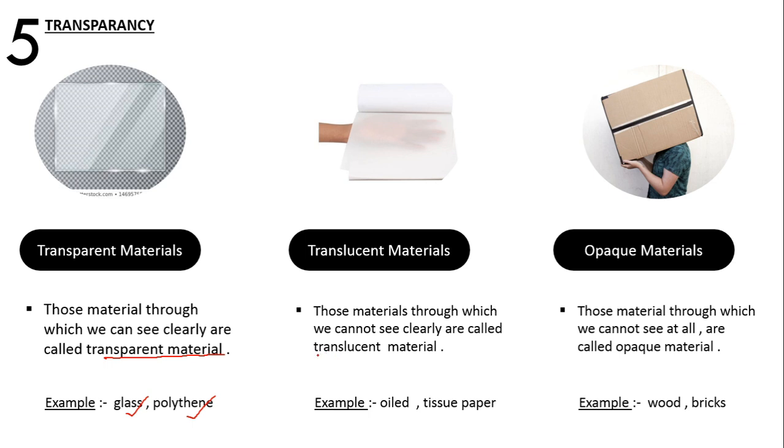And those materials through which we cannot see clearly are called translucent material. Translucent materials are semi-transparent. Example: oiled paper and tissue paper. Next one is opaque material. Those materials through which we cannot see at all are called opaque material. Example: wood and bricks.